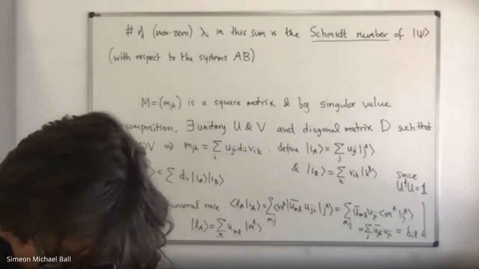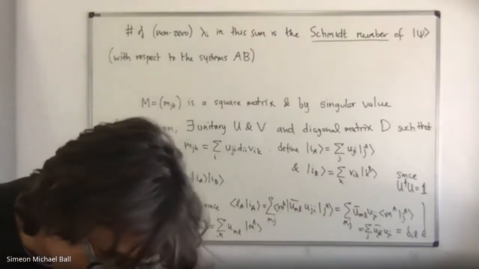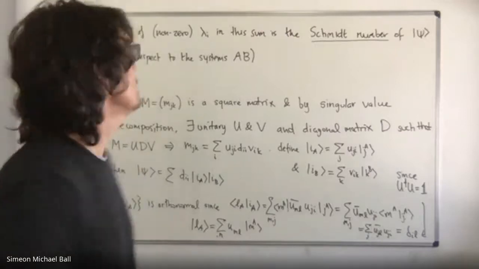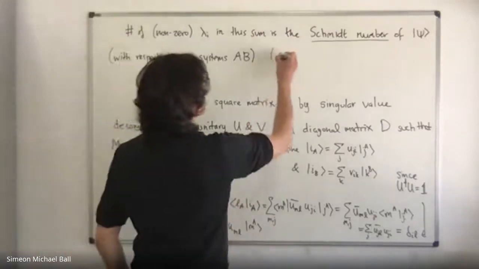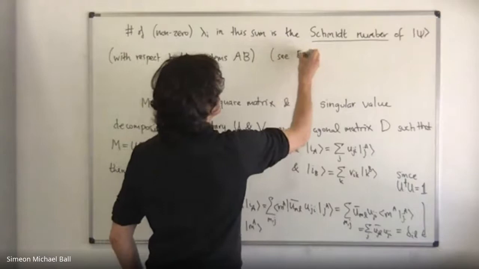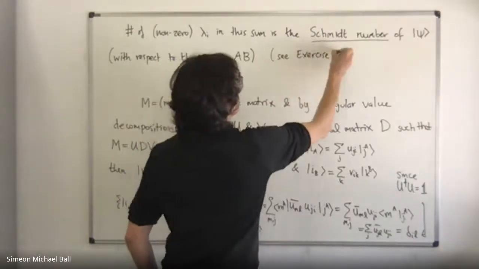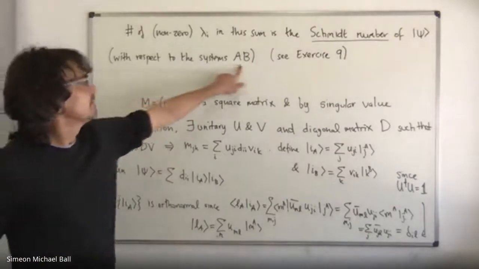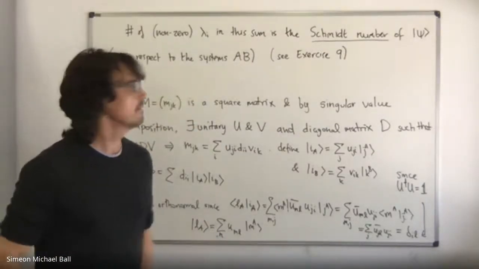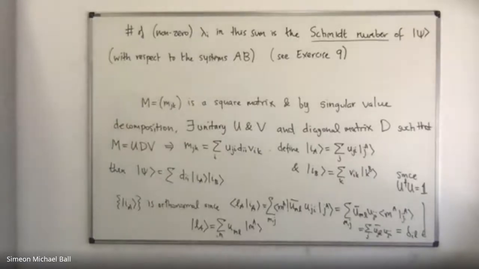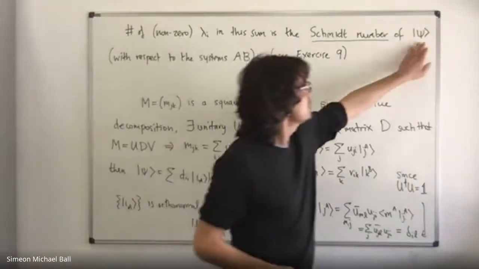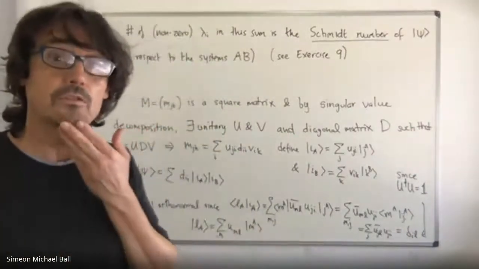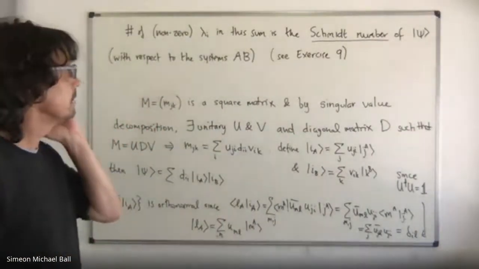I can't remember which one now. Exercise 9. Okay, so let's say see exercise 9. Because in Nielsen and Chuang, they don't really specify this, but I think it's clear that it depends on the systems A and B. They just say the Schmidt number of the state, but the state just belongs to some Hilbert space on n particles, so it definitely depends on which systems you're splitting up over.